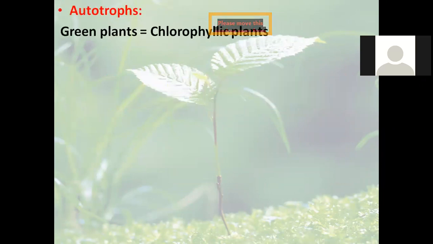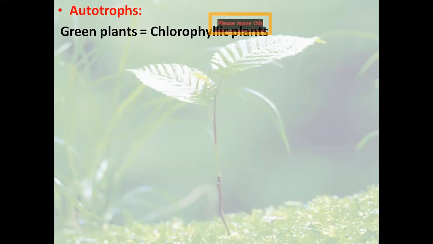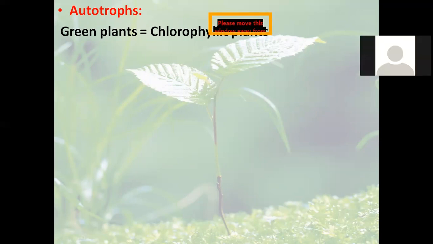Whenever you hear the word autotrophs, this means green plants. This means chlorophyll. What do we mean by chlorophyll? Let's move to new voices. I want to hear Ahmad. What is the meaning of chlorophyll plants? What do we mean by this? The green plants. They contain the green color.